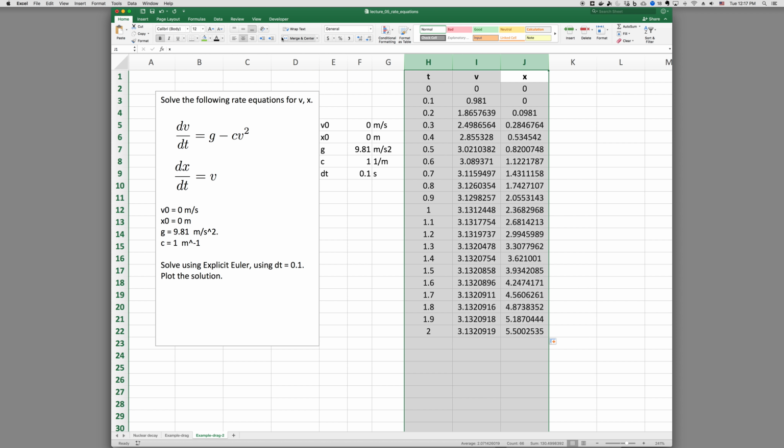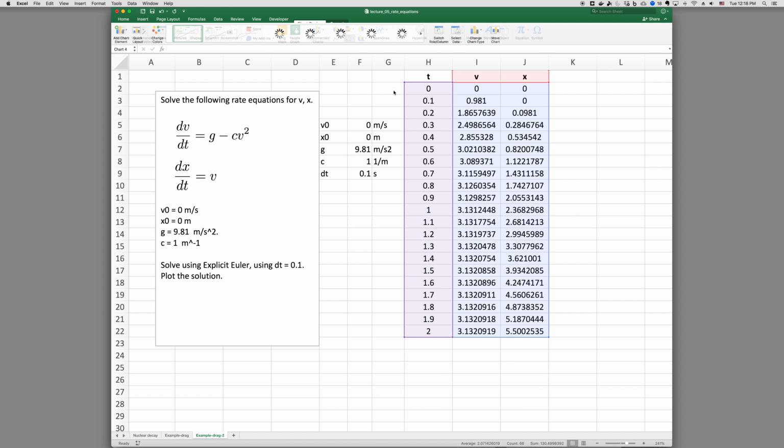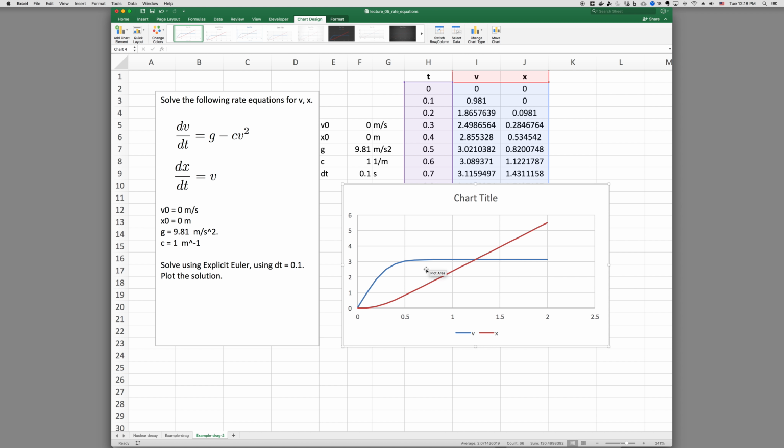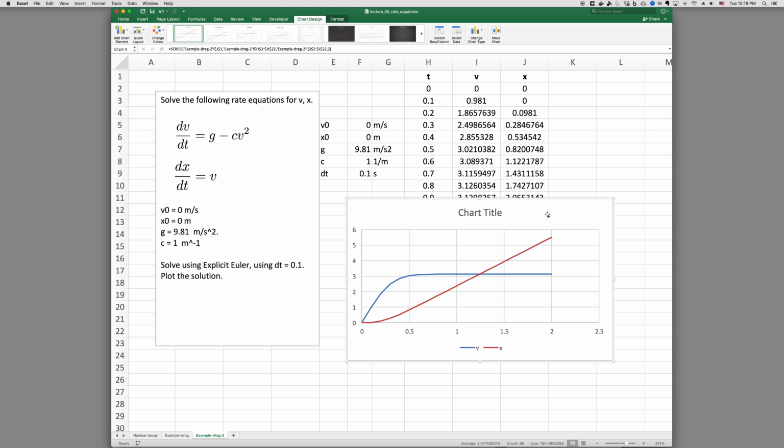And if we plot these up, we get two curves. This first one is the velocity, and the second one is the position, and we get what we expect. So as the velocity becomes constant, the position becomes linear. If you integrate a constant, you get a linear profile. So it works like we expect.